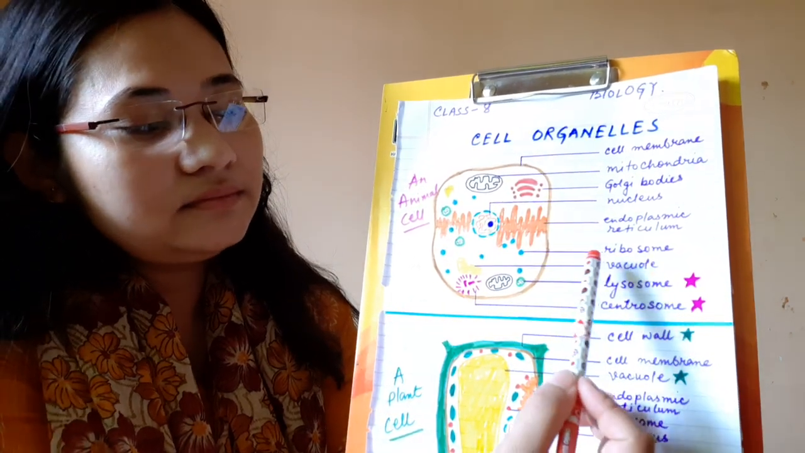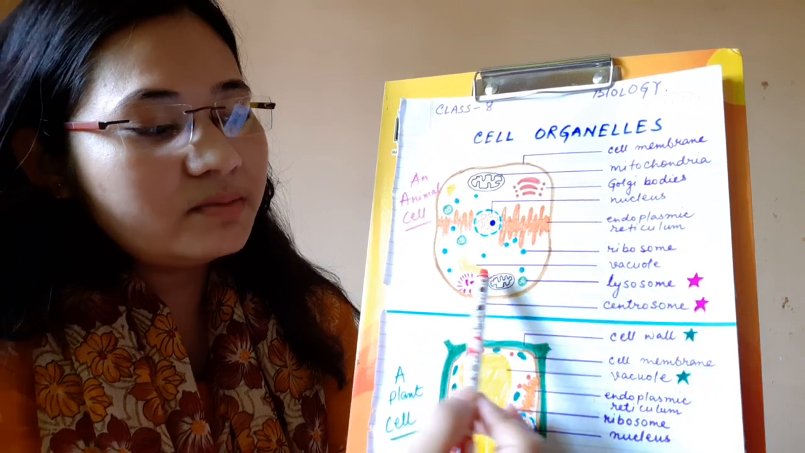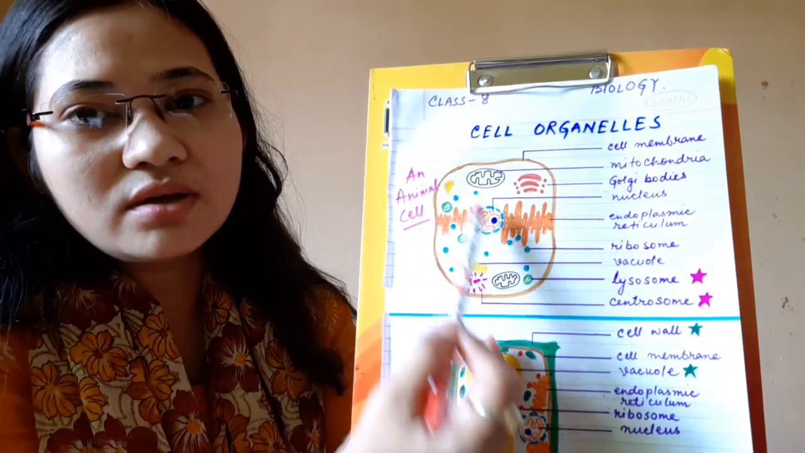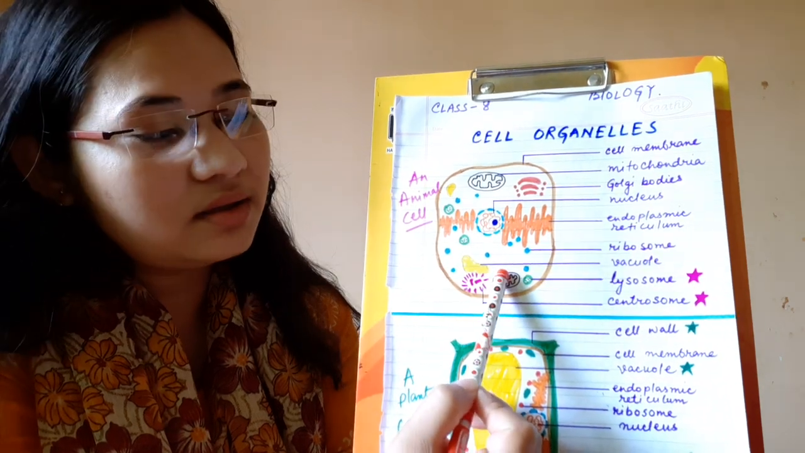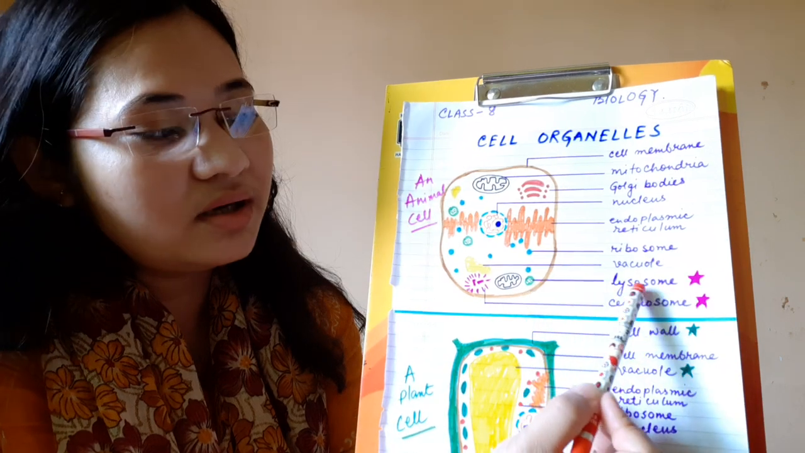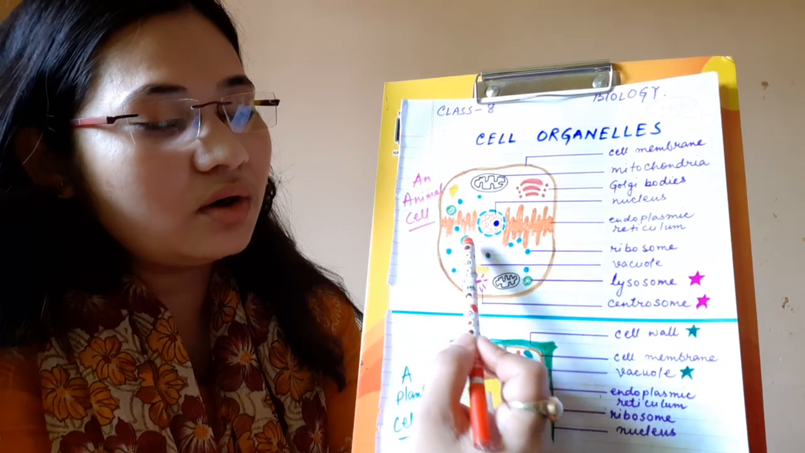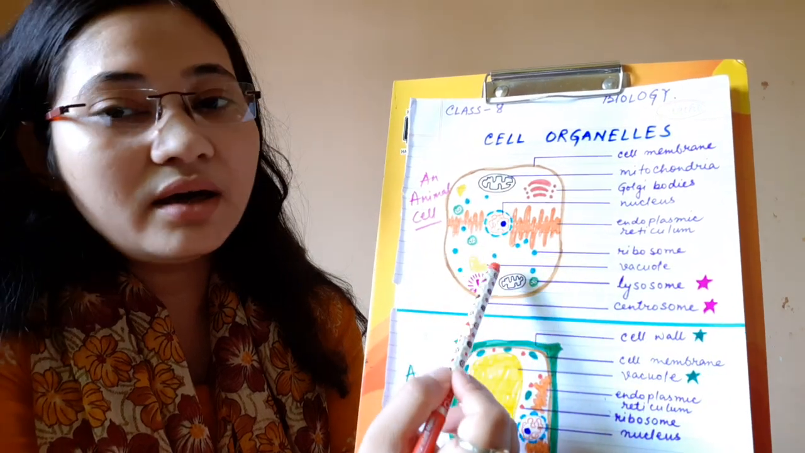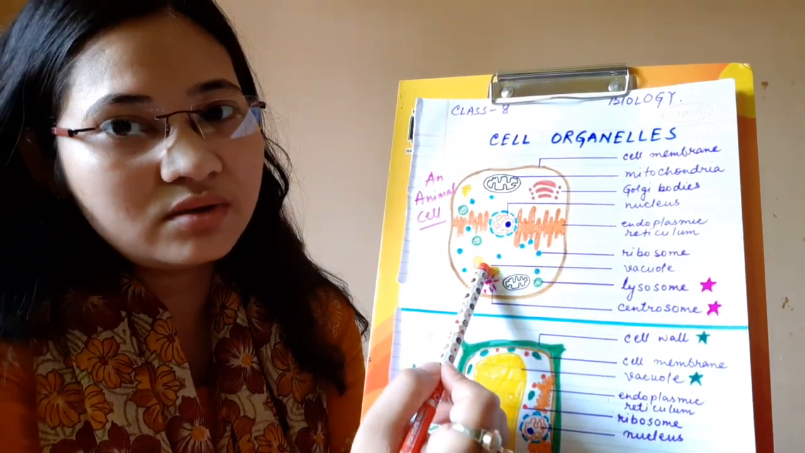Okay, so ribosomes. Then comes vacuole, one or two small vacuoles which are present in the case of the animal cell. So vacuoles. Then comes the lysosomes. A very special type of cell organelle which are called lysosomes. They are scattered here and there in the animal cells. They are present in the animal cells only.